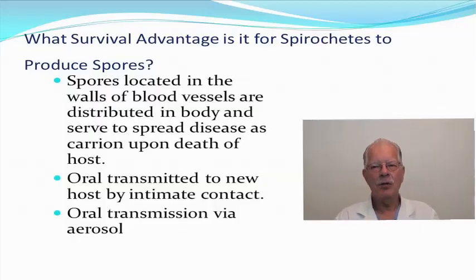So what evolutionary advantage or what survival advantage is it for spirochetes to produce these spore-like forms? Well, number one, the spores that we found in the atherosclerotic plaque means that they're distributed throughout the body, and they can be in any blood vessel anywhere, which includes the meat. And upon the demise of that particular animal or human being, that in previous days became carrion, would be eaten by other animals, or in the case of humans, they would bury that individual, but in the animals it would be eaten by the next animal.